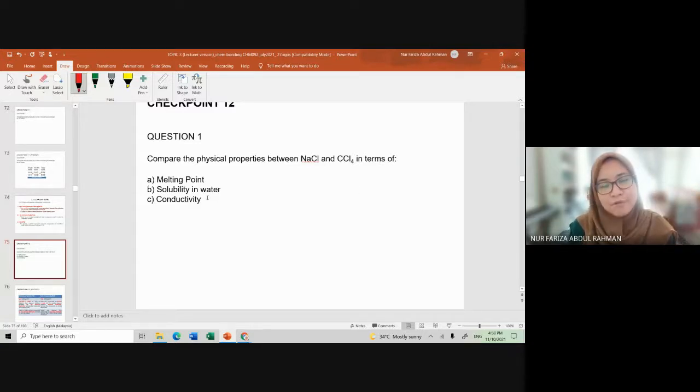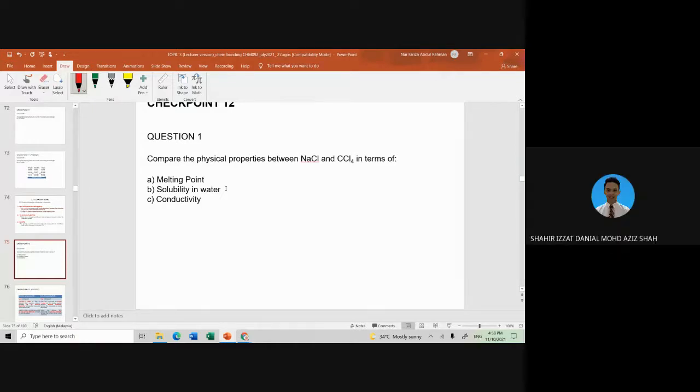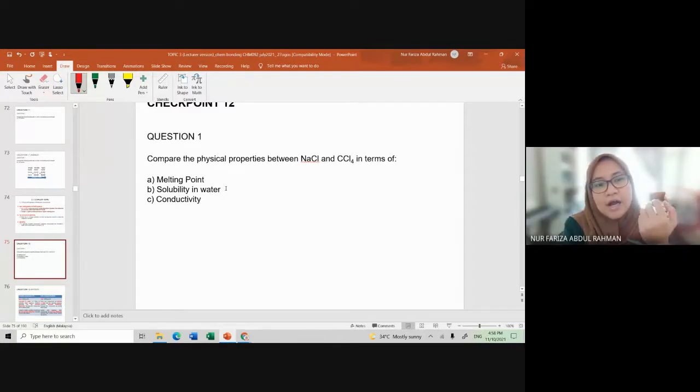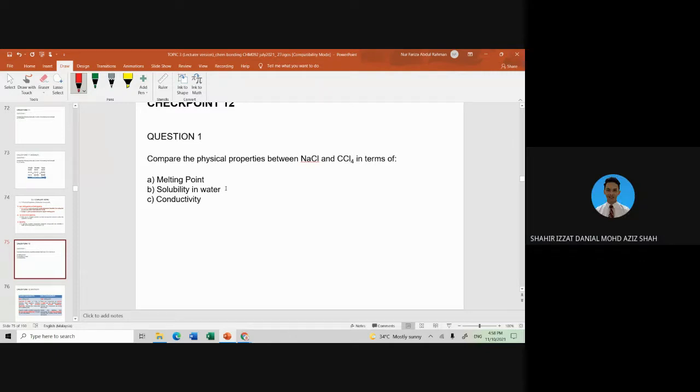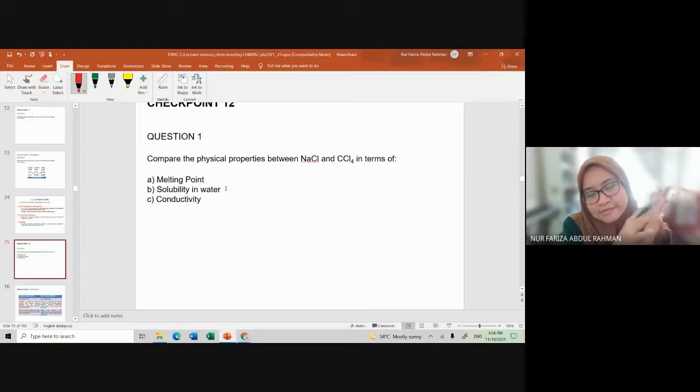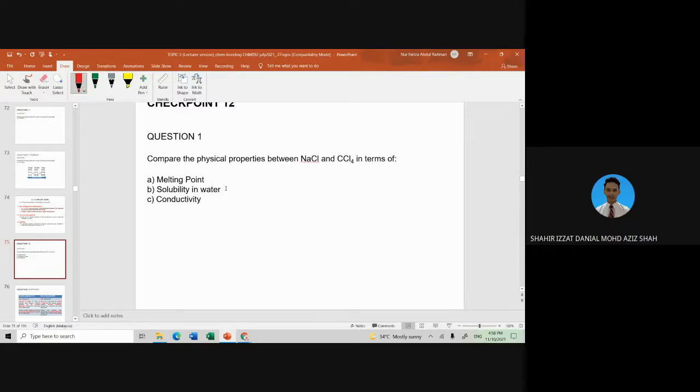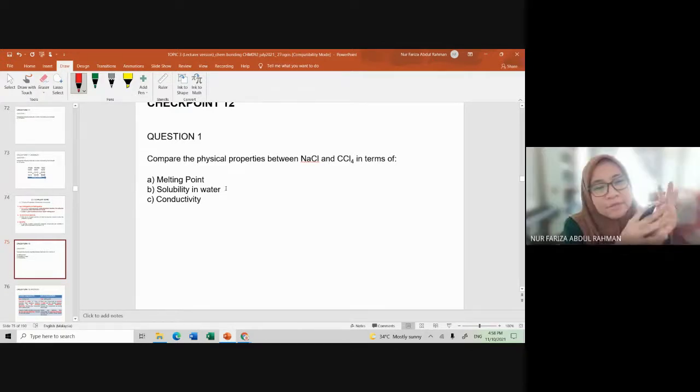Okay, in terms of melting point, can you please explain which one will have higher or lower melting point? NaCl has higher melting point than CCl4. Alright, okay. How about solubility in water? NaCl is soluble in water, while CCl4 is not soluble in water. Alright, may I know why? Because... Belum. Boleh. Okay, maybe we can go to conductivity dulu.